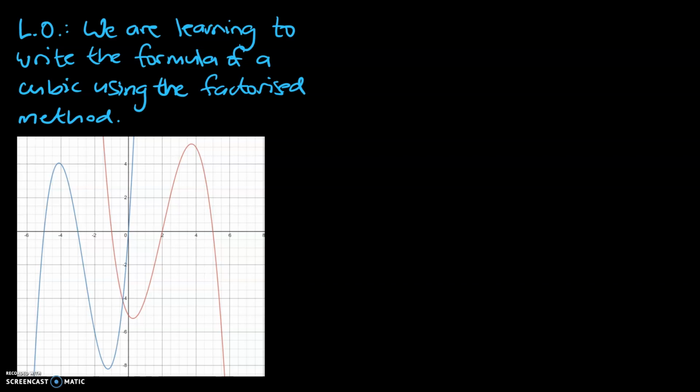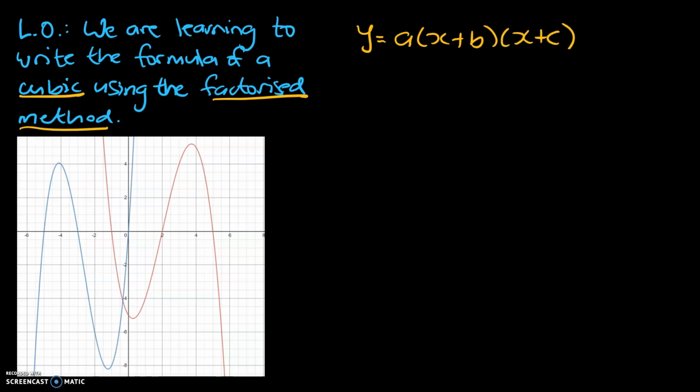We are carrying on with cubics, and today our learning objective is in blue, and we are learning to write the formula of a cubic using the factorised method. You will recall when calculating the formula of a parabola, we are using this formula in orange. Y equals a(x + b)(x + c), where the b and the c relate to the x-intercepts.